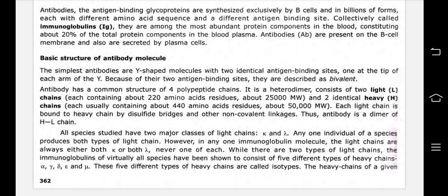All species studied have two major classes of light chains, and any one individual of a species produces both types of light chain.